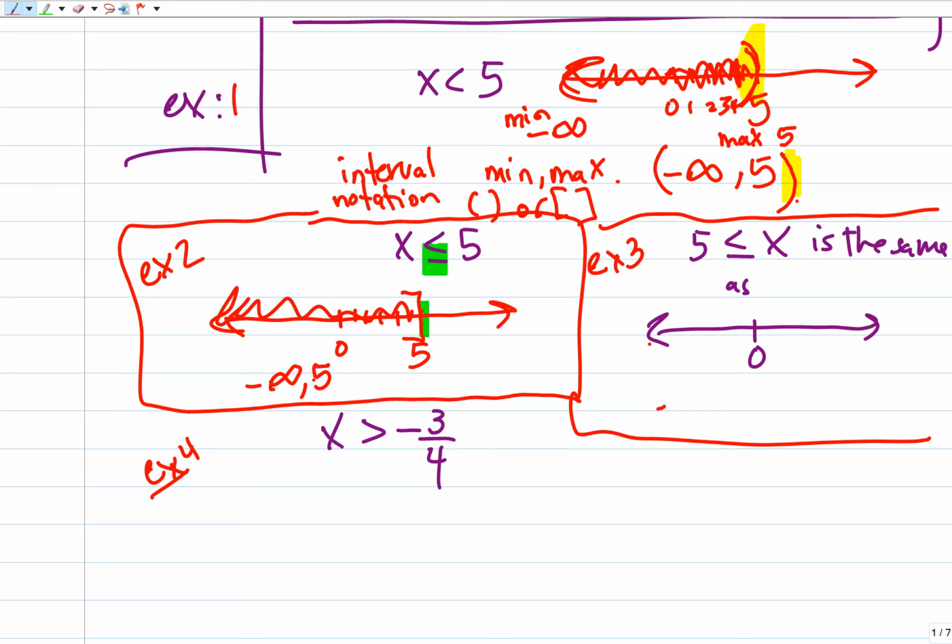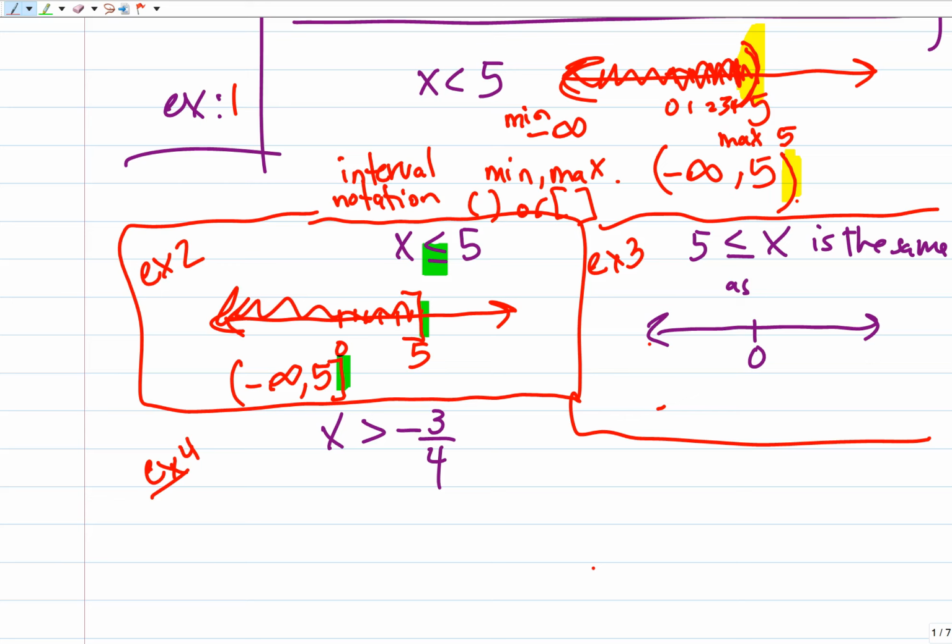What symbol do I put on the infinity? See who's paying attention. Let's make sure. It's all right. Can you ever equal infinity? So you always use what on infinities? Always the parenthesis. What symbol will I use on the 5? Why is that a bracket this time? You can equal the 5. See the difference?